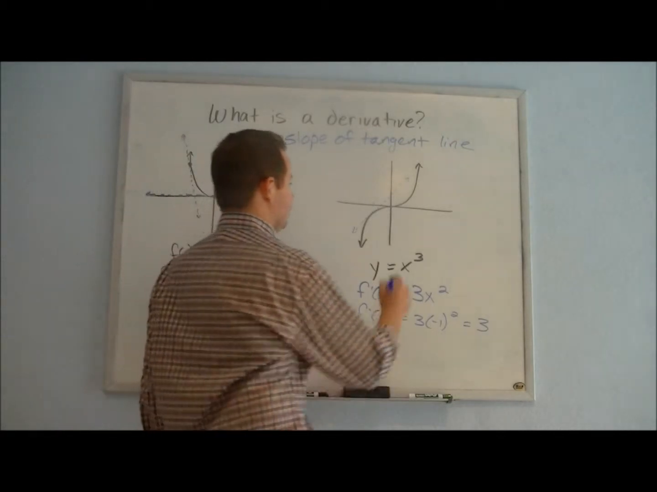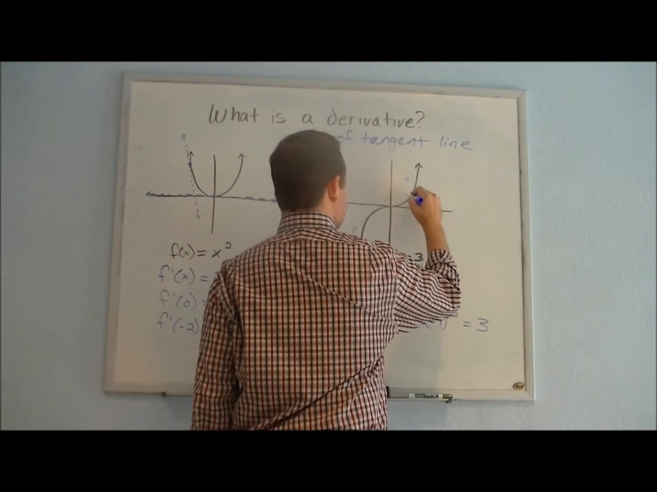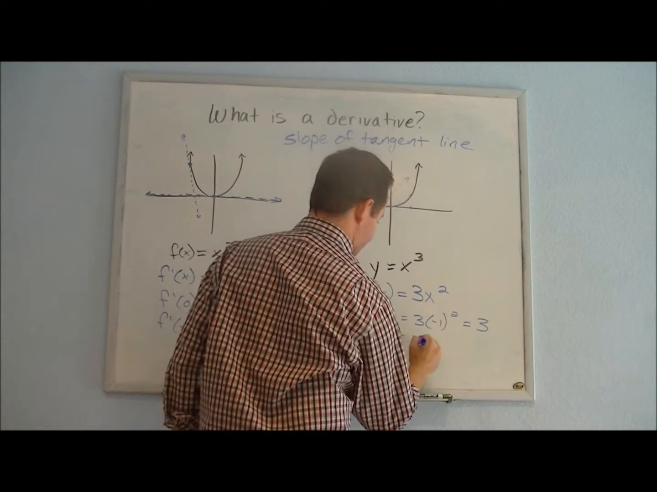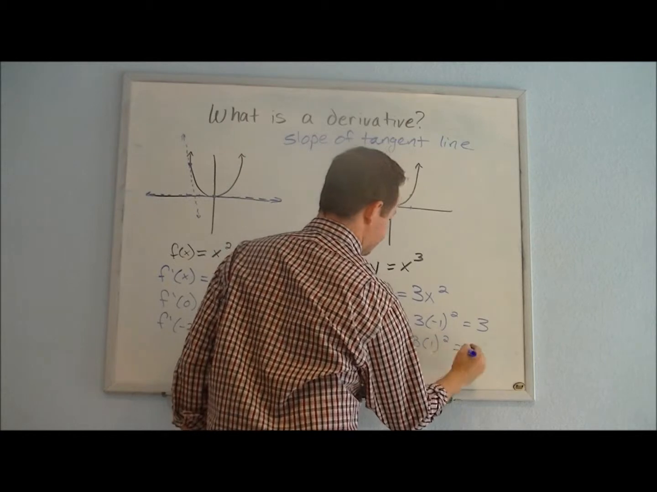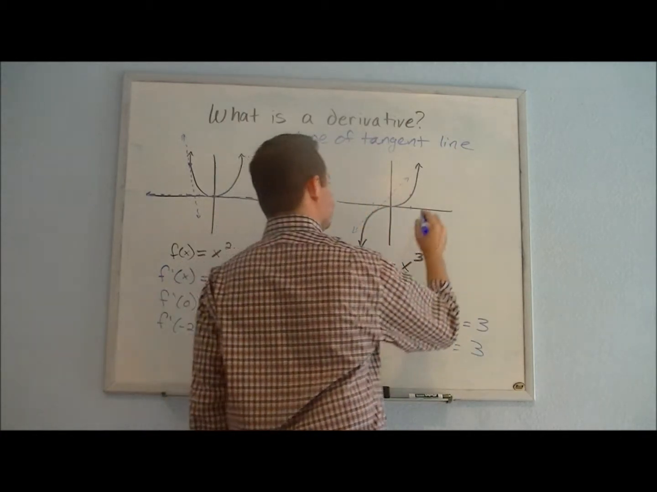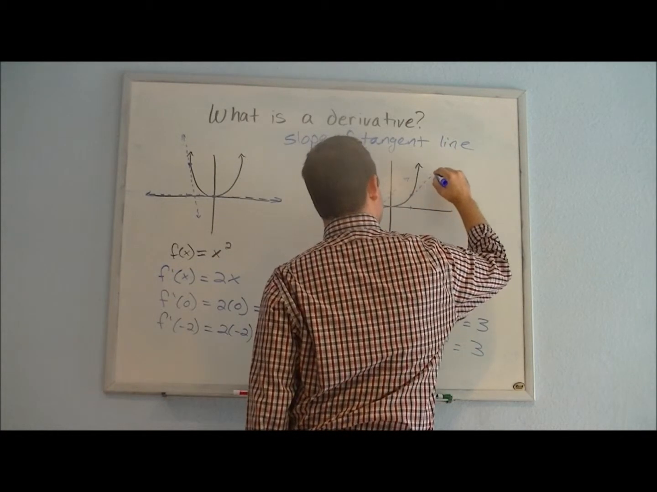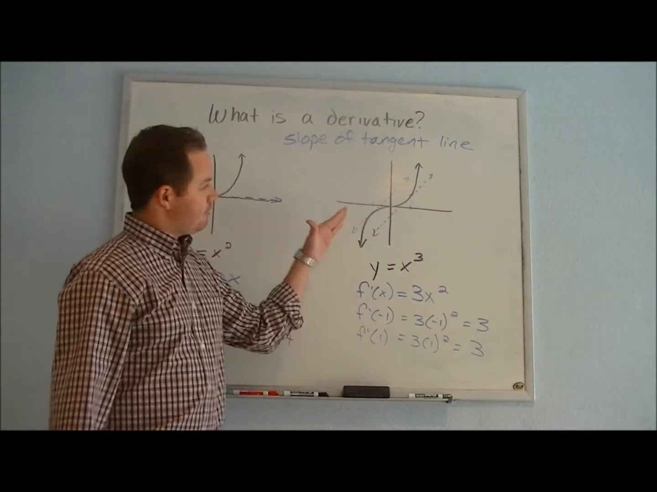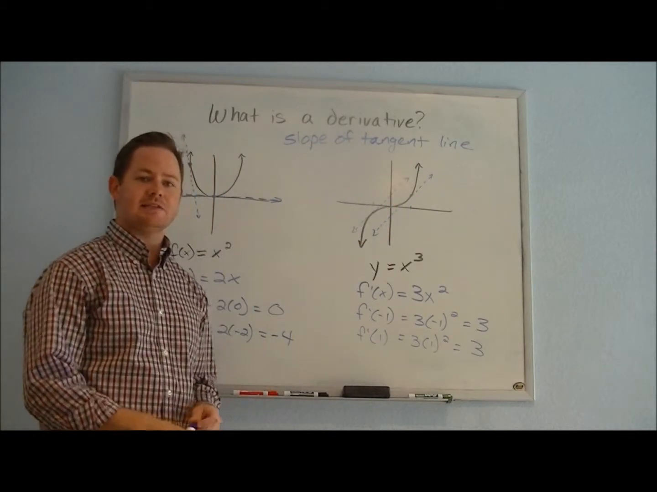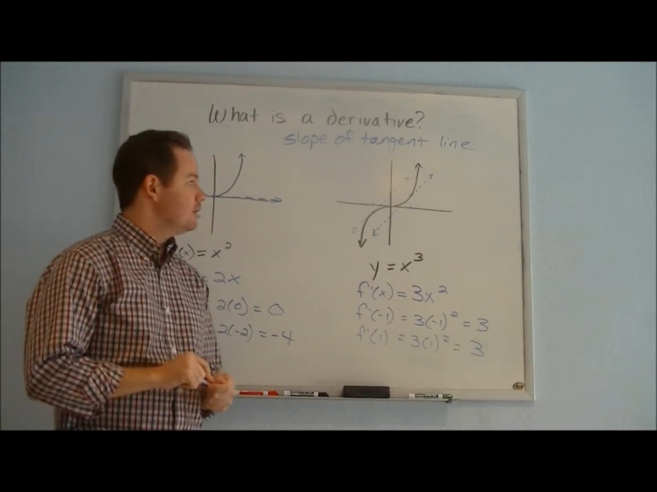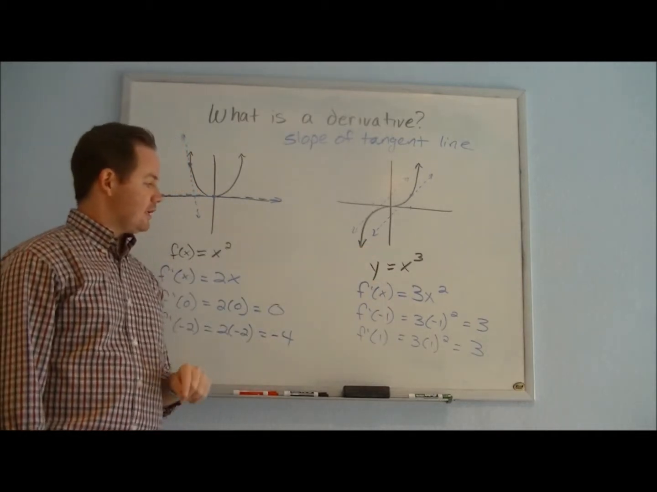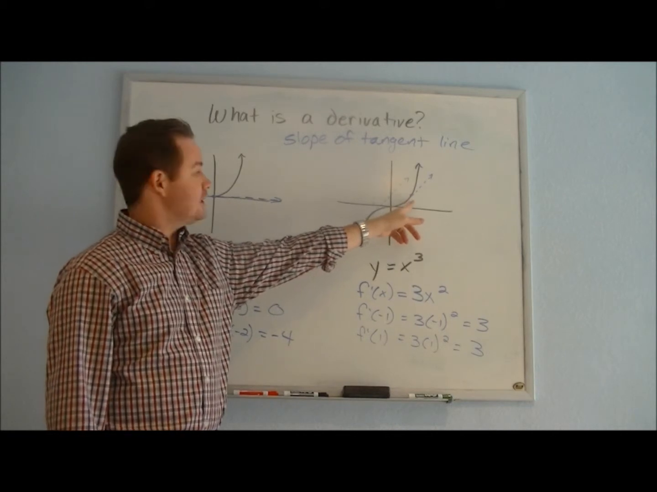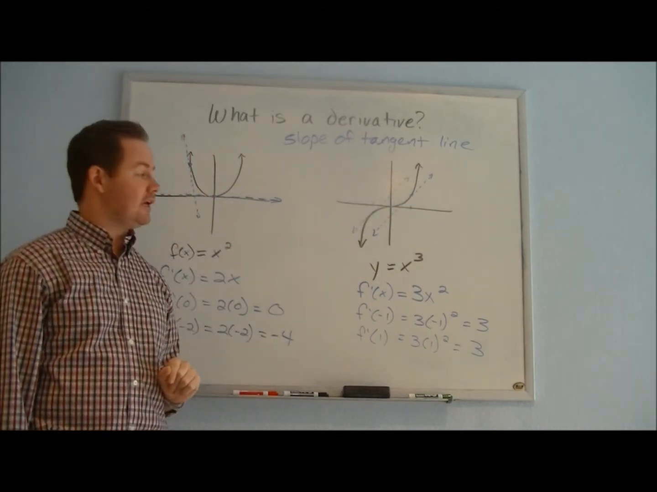Now, if we were to plug in +1 and solve for our derivative, 3 times +1 squared would still give us a +3. And we can see that if we took this tangent line, we would end up with a line that has that same slope of +3. So that's what derivatives are telling us. Derivatives are telling us the slope of the tangent line to our function at a particular value of x.